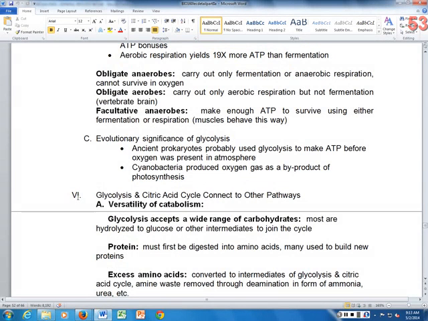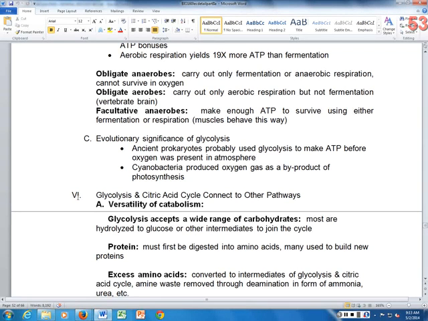Obligate aerobes, these are going to carry out aerobic respiration, but not fermentation. So that's the only way they run, is doing aerobic respiration. The human brain, it's a vertebrate, has to do aerobic respiration. It will not do fermentation to keep your brain going in there. So if you don't have oxygen present, your brain is not going to work.